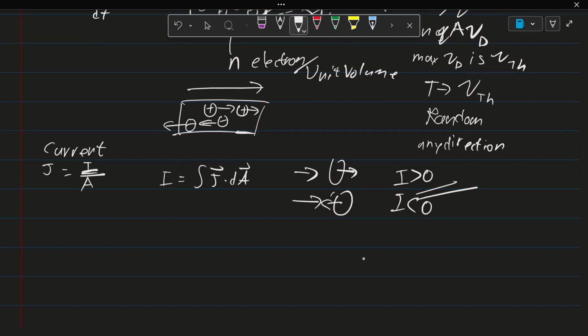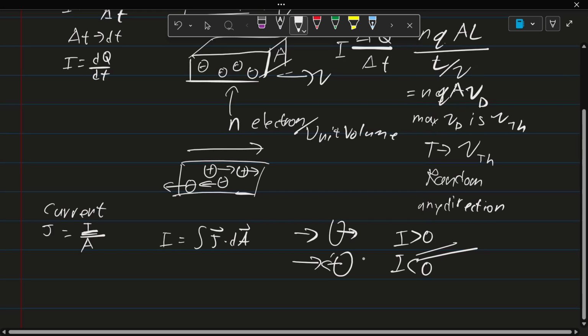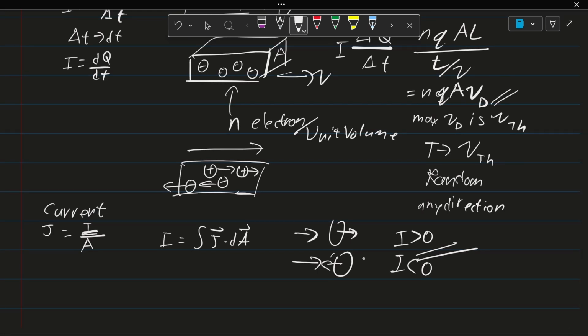So just by trying to figure out what the J is for this simple assumption or this problem, the J is nqv_d. That's after you divide by the area. So now you can quantify the current density. It's just the density of the charge carriers, multiplied by the charge itself, multiplied by the tendency of movement, which is the drift velocity.